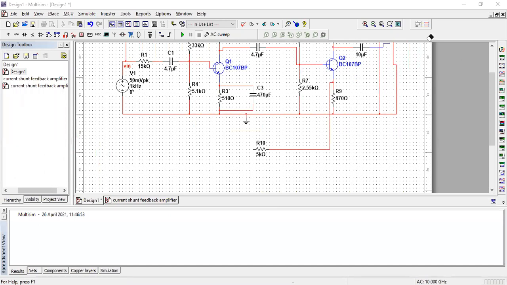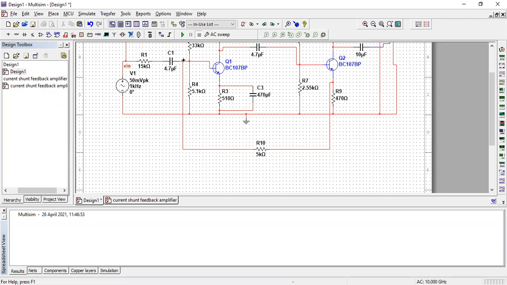How many types of feedback are available? There are two types of feedback. One is positive feedback and another one is negative feedback.